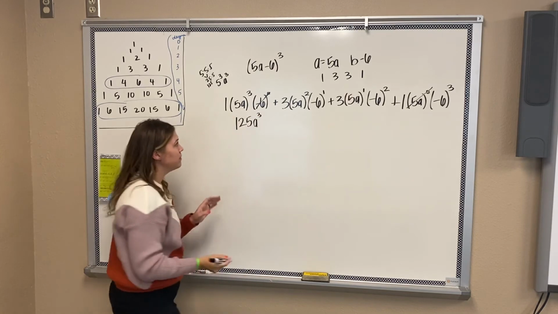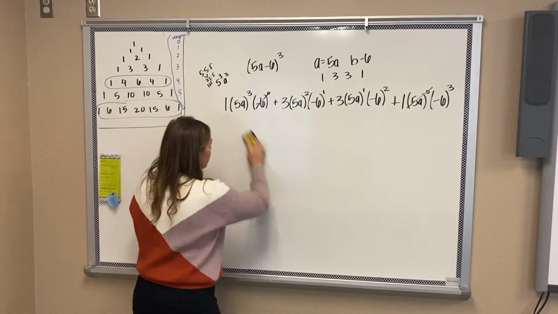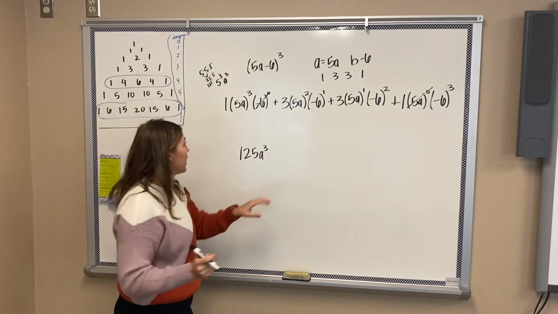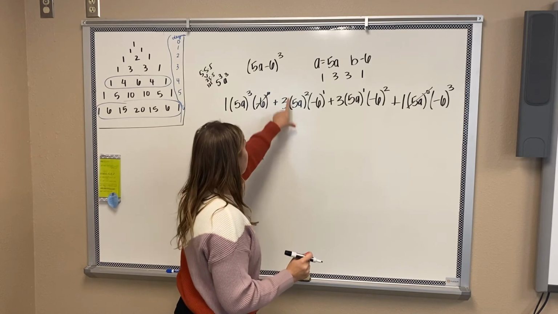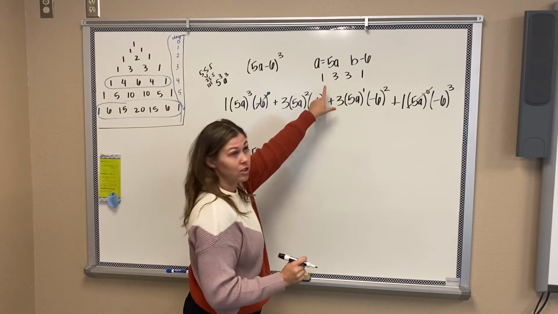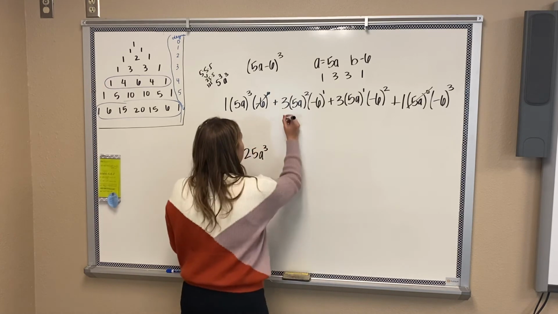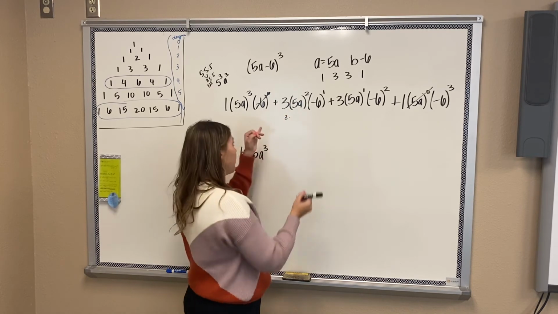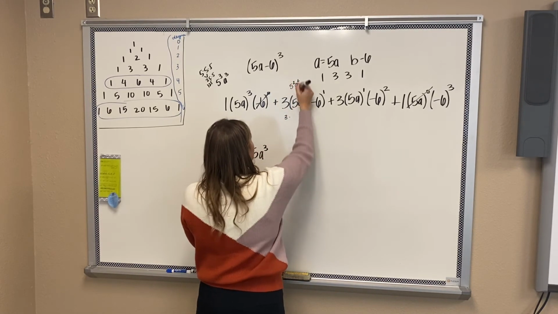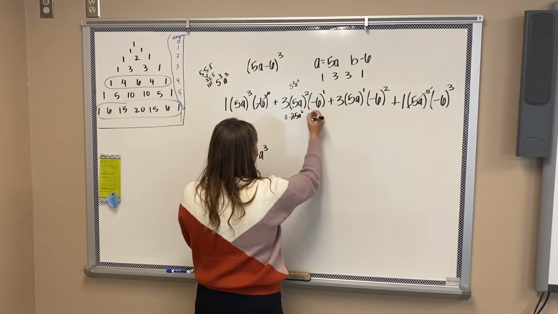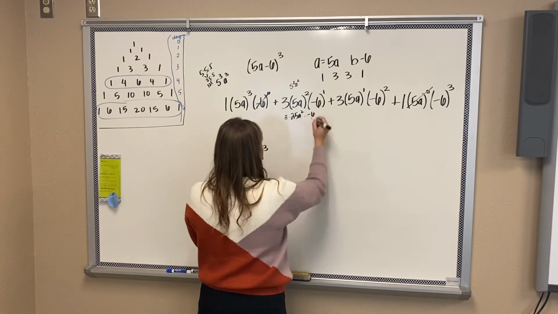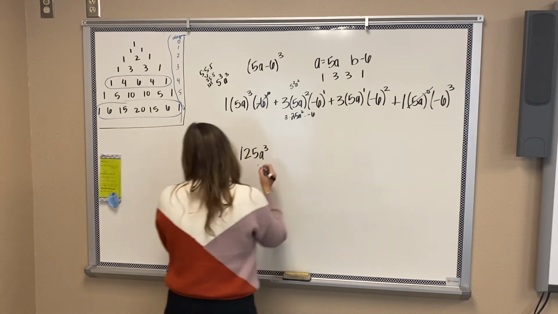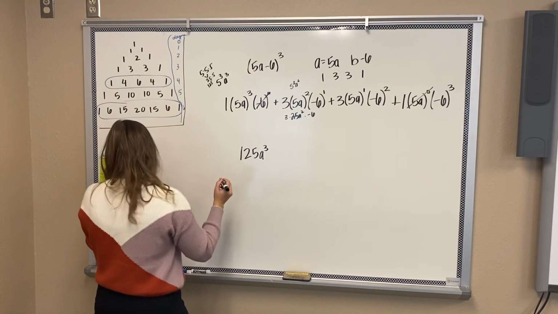Okay, so 5a cubed is 125a cubed. I'm going to write this down a little bit because I'm going to need my scratchbook. 125a cubed. Okay, now let's look at this monomial. We have 3 times 5a squared times negative 6 to the first power. So we have our 3 times, and then 5a squared. We're squaring our 5, and we're squaring our a. So this is 5 squared times a squared. So that's 25a squared. And then negative 6 to the first power is just negative 6. So 3 times 25 is 75 times negative 6 is negative 450a squared.